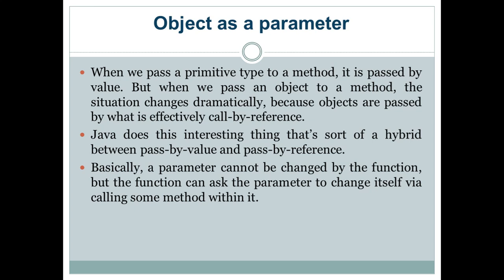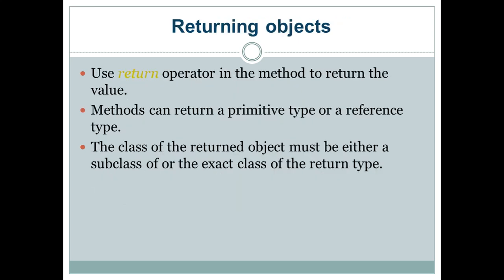Now object as a parameter. When we pass a primitive type to the method, it is by value. But when we pass an object to a method, the situation changes because objects are passed by what is effectively called by reference. Java does these interesting things that are sort of a hybrid between pass by value and pass by reference. Basically, a parameter cannot be changed by a function, but a function can ask the parameter to change itself by calling a method.